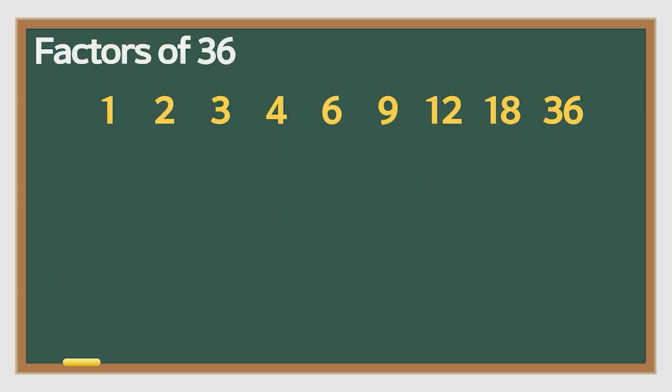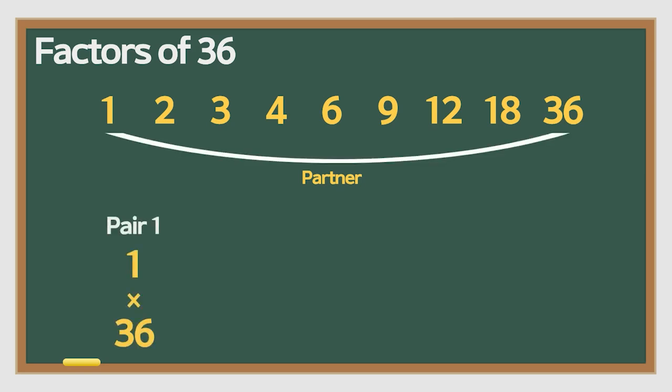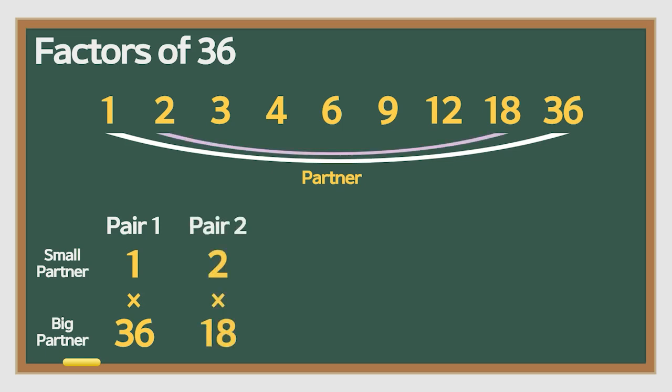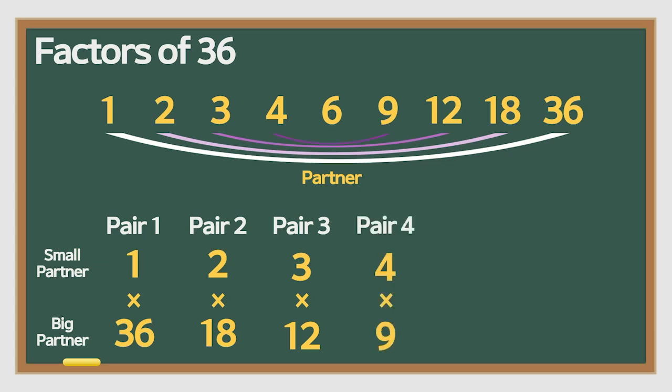Now, let's play detective. We're looking for the factors of 36. Here's the golden rule. Factors always work in pairs. They never work alone. Let's list them. First pair, 1 times 36. Small partner, big partner. Second pair, 2 times 18. Third pair, 3 times 12. Fourth pair, 4 times 9. Detective, do you see the pattern? As the front number gets bigger, the partner in the back gets smaller. And then they meet exactly in the middle. 6 times 6. This is the U-turn point. This is the square root.